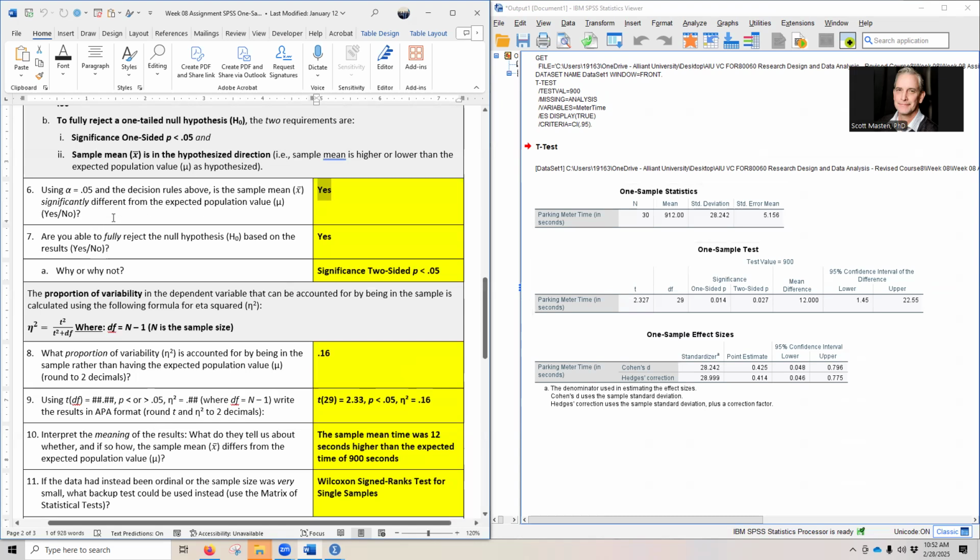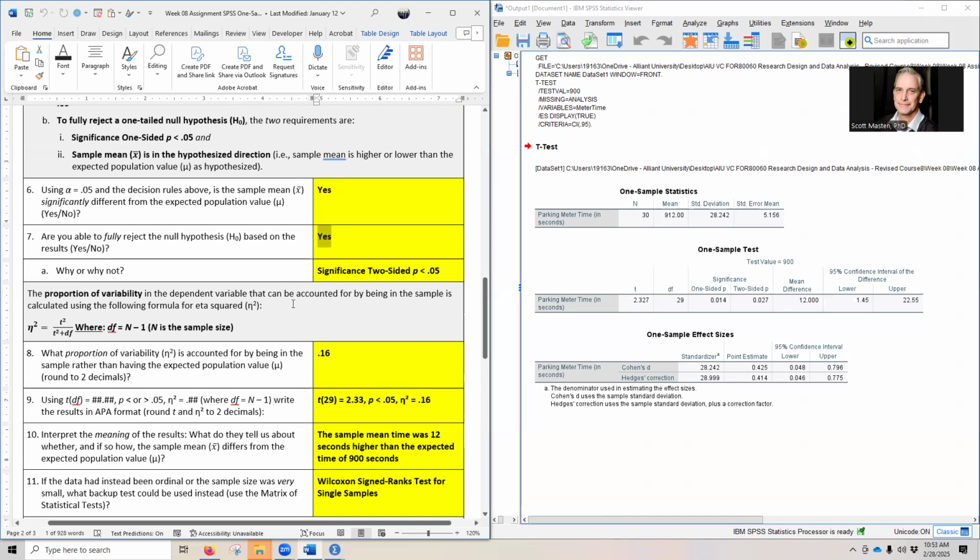Question six: using alpha, can we reject the null? Yes, we can, because sig is less than 0.05. Are we fully able to reject the null? Well, because there's only one thing that has to be true for a one-tailed hypothesis, that's also yes.